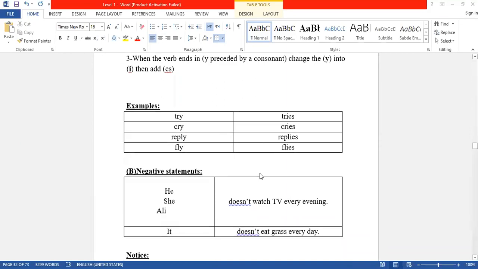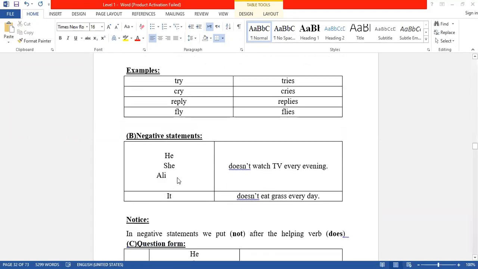Now we are going to talk about negative statements or negative sentences, meaning النفي, الجمل المنفية. كيف أكون جملة منفية في فعل المضارع البسيط؟ How do we form a negative statement or sentence? ترتيب الجملة بيكون بهذه الصورة.